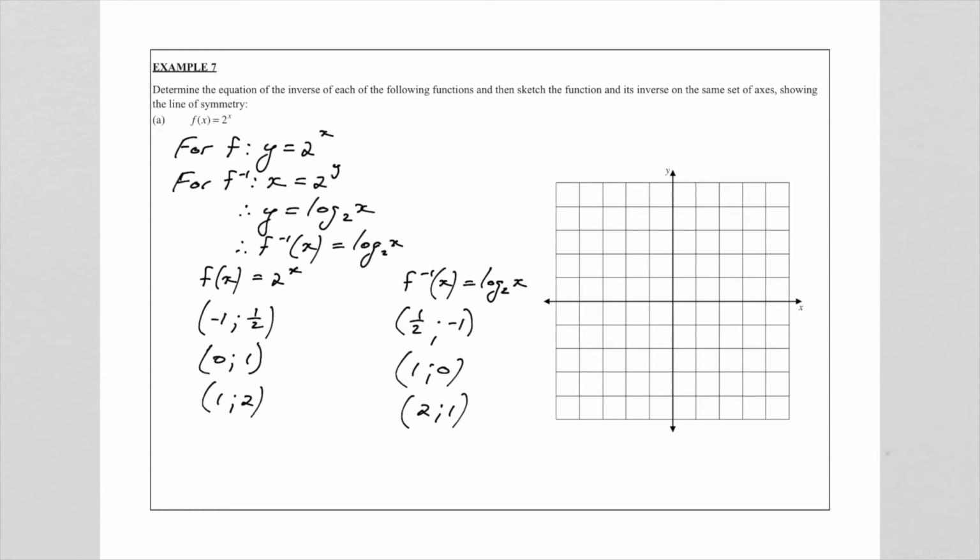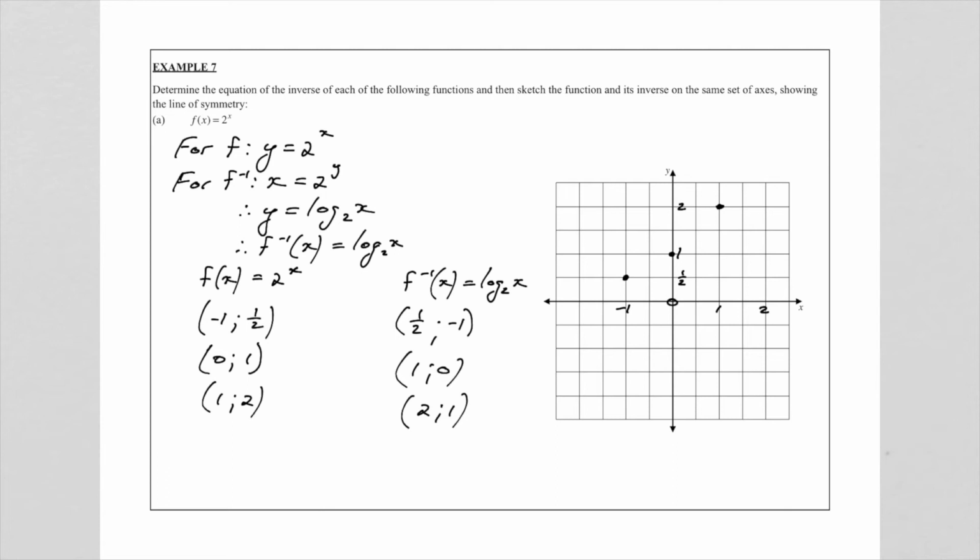So let's start with the exponential function. And the first point we're going to plot is the point -1, 1/2. So x is at -1. So let's take that as -1. That is 1 and 2. And that is 1, and this is 1/2. So the first point will be at -1, 1/2. Then we're going to plot the point 0 and 1, which will be right there. And then we have 1 and 2. And that point will be over there.